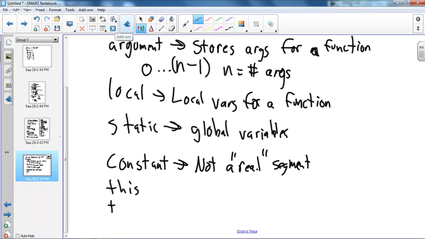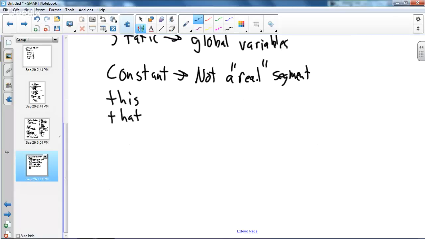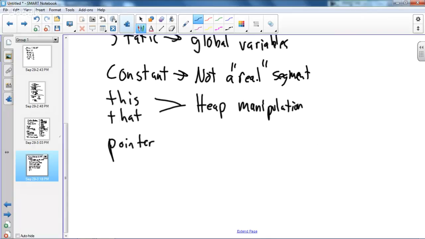There are two segments which are called this and that. These are for what is called heap manipulation. And we're going to kick that can down the road for now. We'll come back to talking about those guys later. Pointer actually changes this and that. So in a way, you can think of this and that as general pointers in the memory, and then pointer changes what they point to.